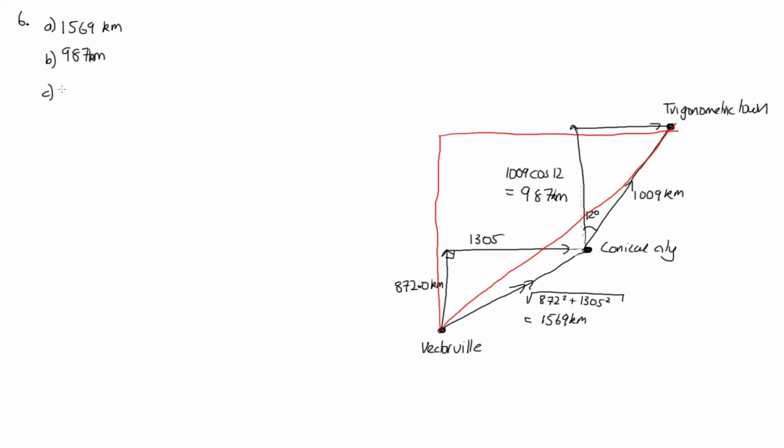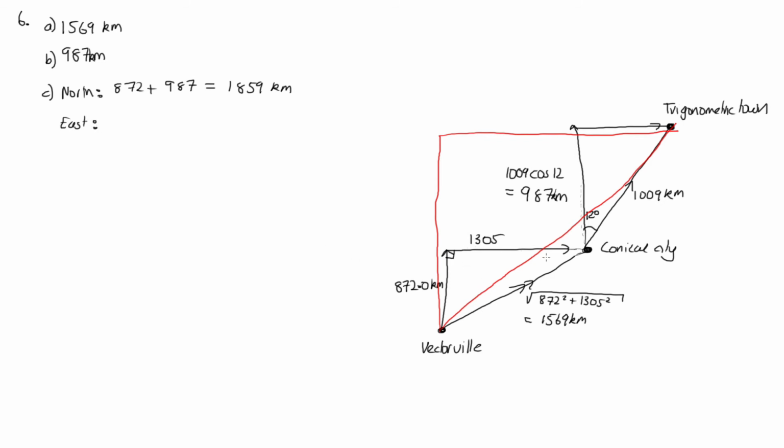So in the north, there's the 872 kilometers going from Vectorville to Conical City. So we've got 872 plus the 987, which we worked out in part B. Summing those, we get 1,859 kilometers. Then we need to work out the easterly component.